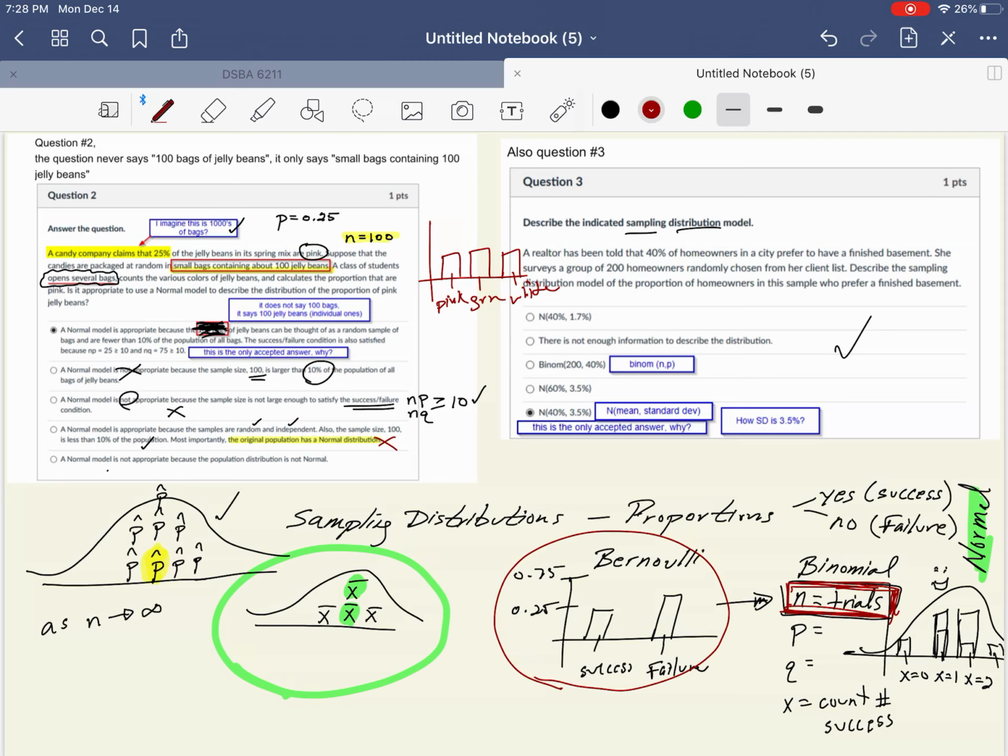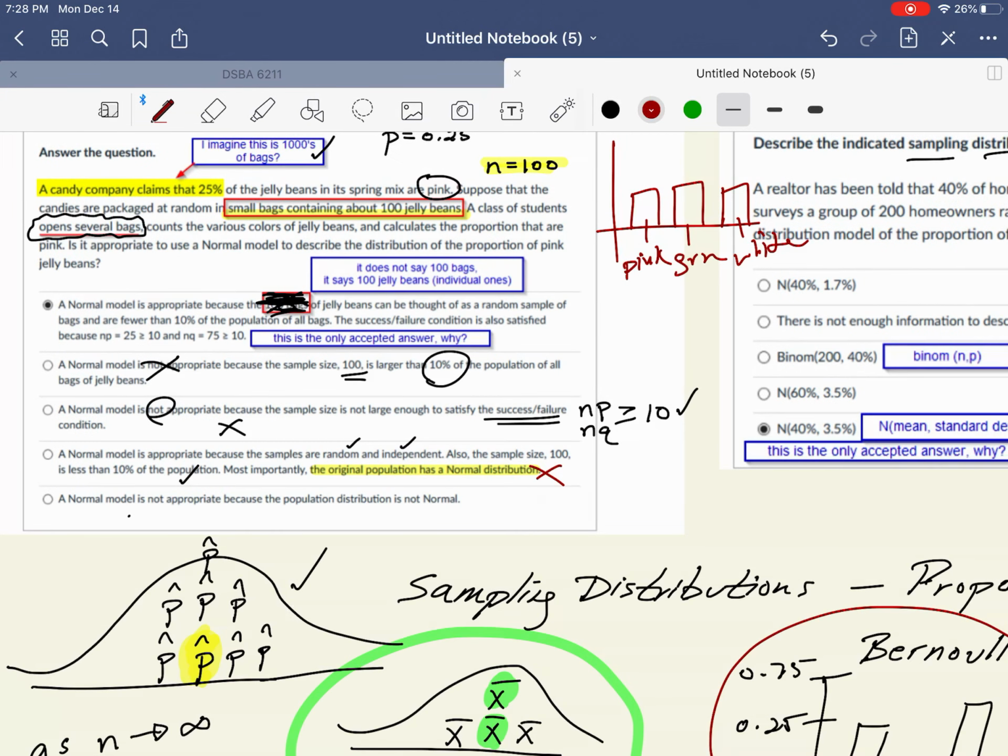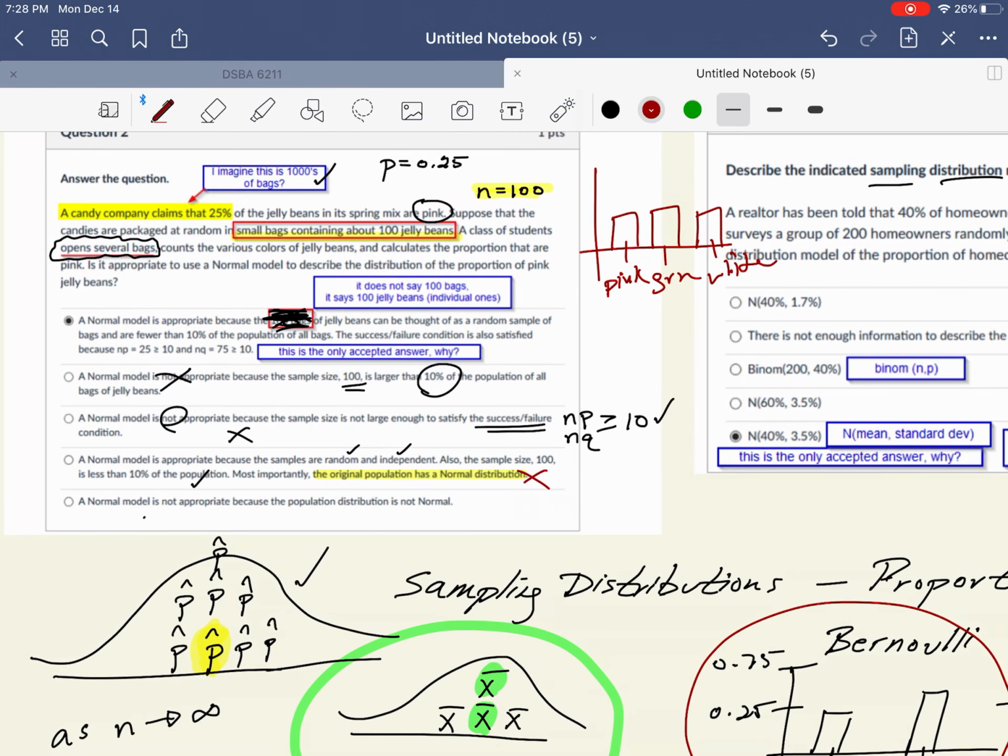If it started off bell-shaped with individuals, that's fine and dandy. It's just going to get prettier. But that's not the most important thing. As long as you have a good enough sample size, we're good to go. Move beyond that, because we know that it's going to turn everything into a nice shape eventually as n approaches infinity.